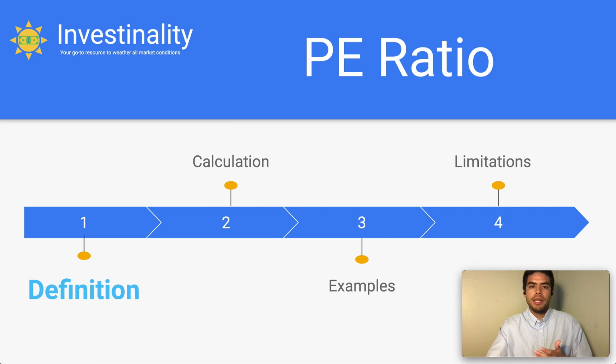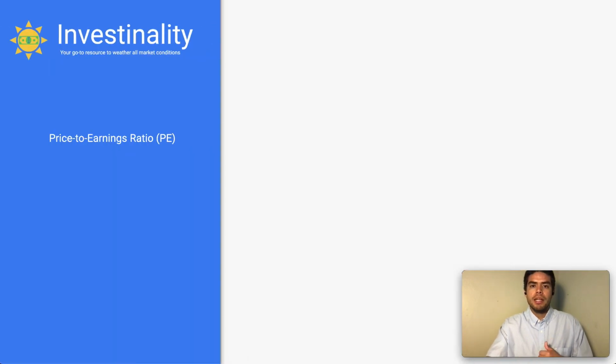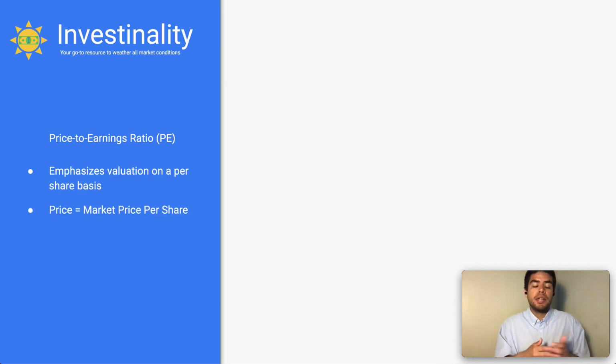We'll begin with the definition of the PE ratio. The PE ratio stands for the price to earnings ratio and emphasizes evaluation on a per share basis. The price is the current market price per share, and the earnings is the EPS or the earnings per share. If you want to learn more about the EPS, make sure to check out my video. I added a link in the description below.